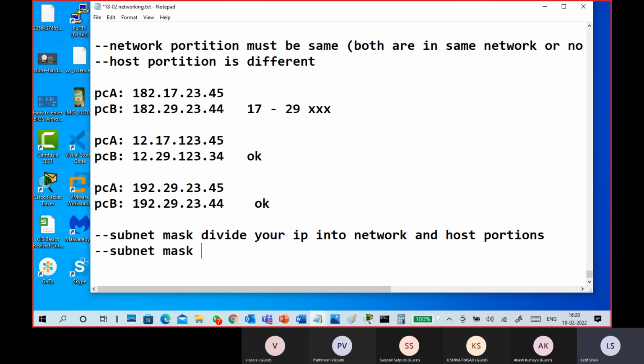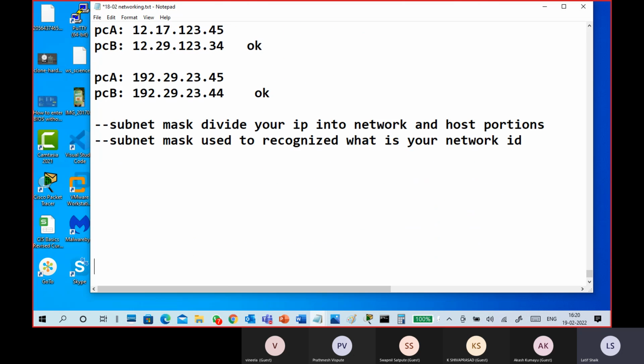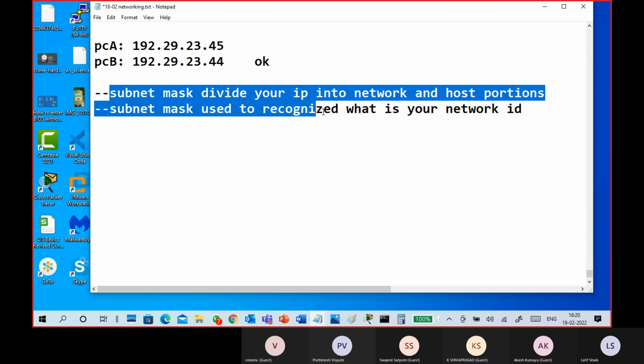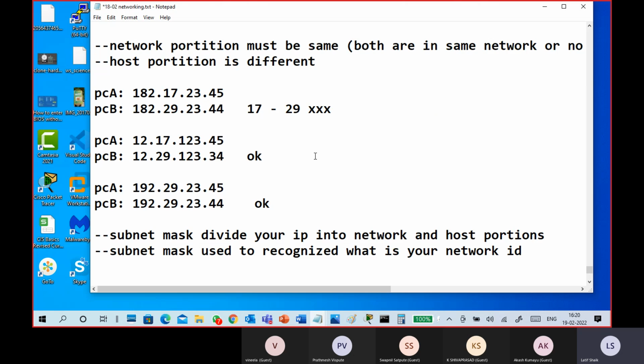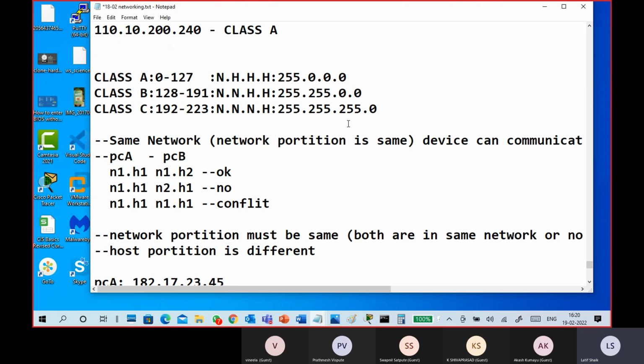Subnet mask is used to recognize what is your network ID. Understand, guys? So how to divide is based on an ANDing operation. Again, it will take a lot of time to explain that one, so I'm not doing that one.